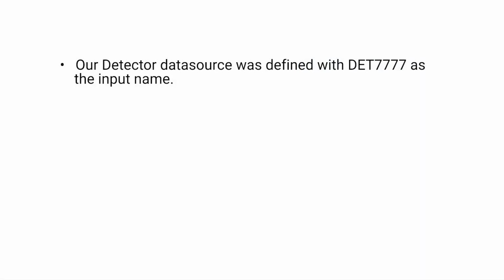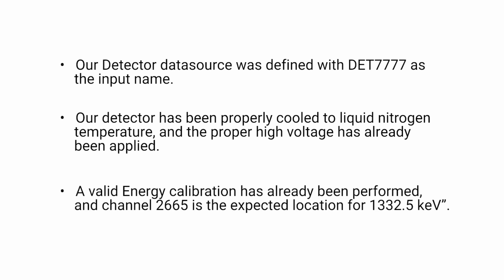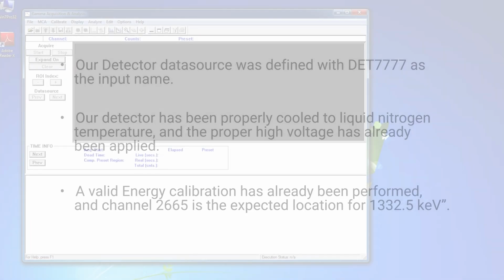Our detector data source was defined with DET7777 as the input name. Our detector has been properly cooled to liquid nitrogen temperature, and the proper high voltage has already been applied. A valid energy calibration has already been performed, and channel 2665 is the expected location for 1,332.5 keV.